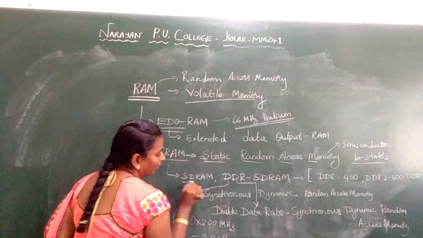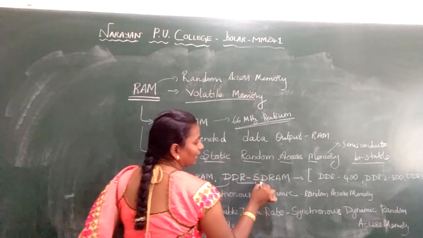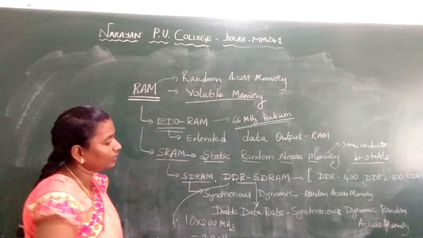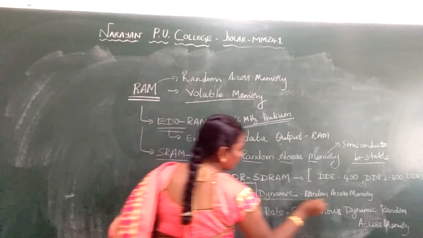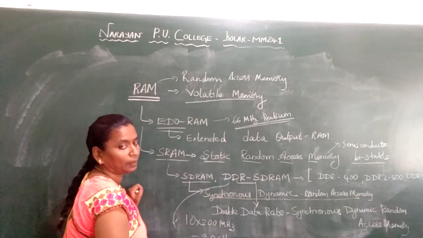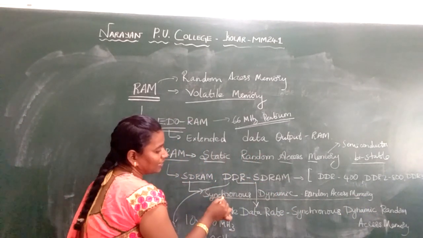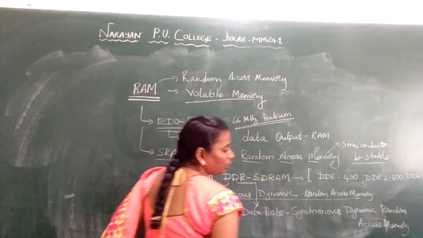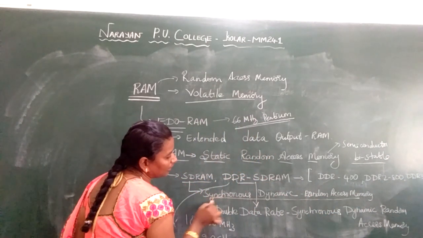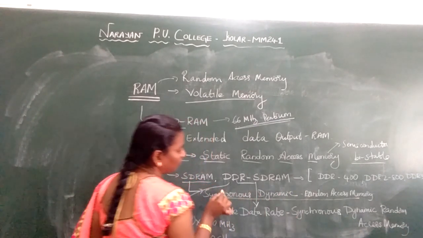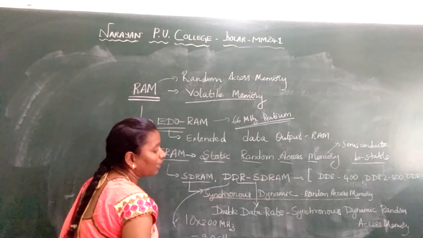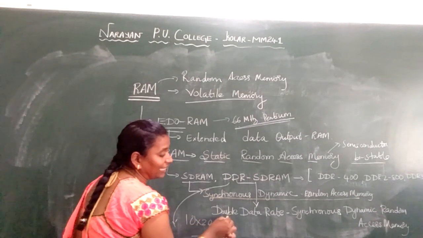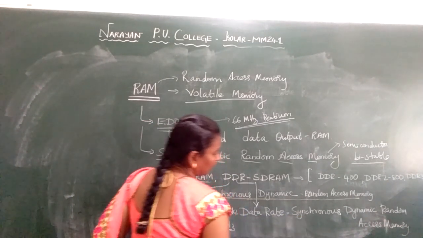Now next we have SDRAM and DDR SDRAM. SDRAM stands for Synchronous Dynamic Random Access Memory. Usually the speed of synchronous dynamic random access memory is much more when compared to SRAM, but in this we have again a variation. We have DDR SDRAM.